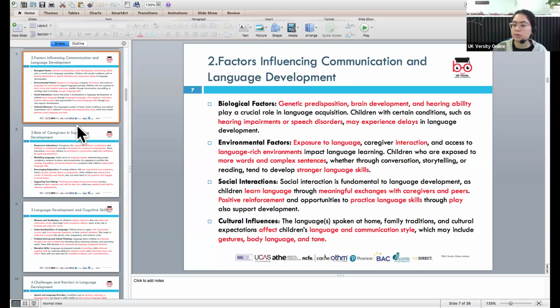Do you want to discuss something? Do you want to add something? Or should I move forward? I totally agree with what it says. Culture influence, social interaction, and all those things. I totally agree with it. Okay, cool. I'll move forward then.